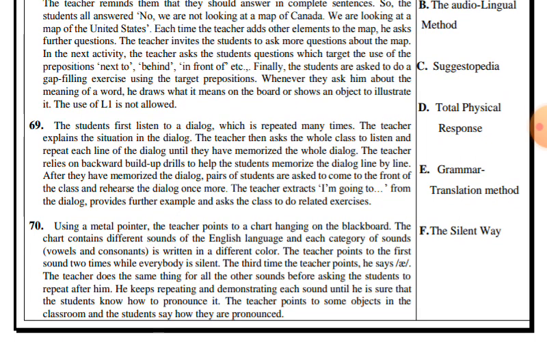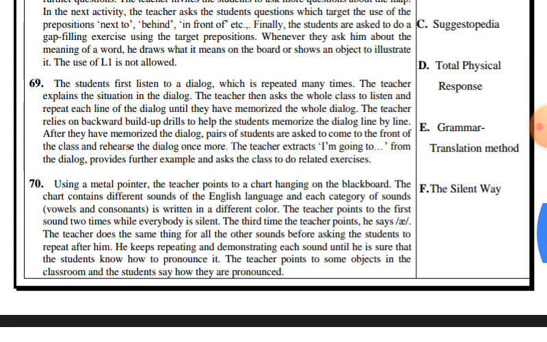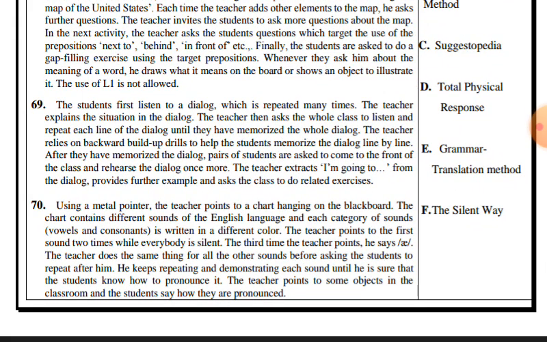In the last sentence, it's an important thing. The teacher points to some objects in the classroom and the students see how they are pronounced. So give them some sounds and let them pronounce them. So 70, F is the right answer, the silent way.